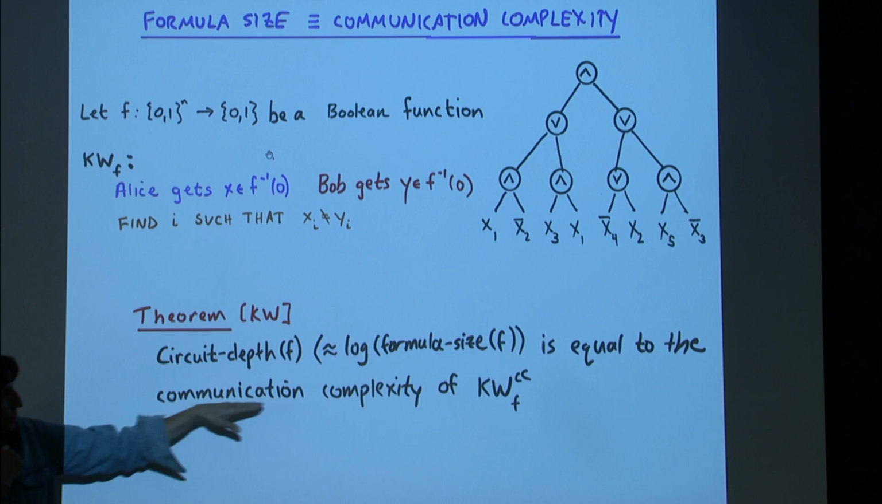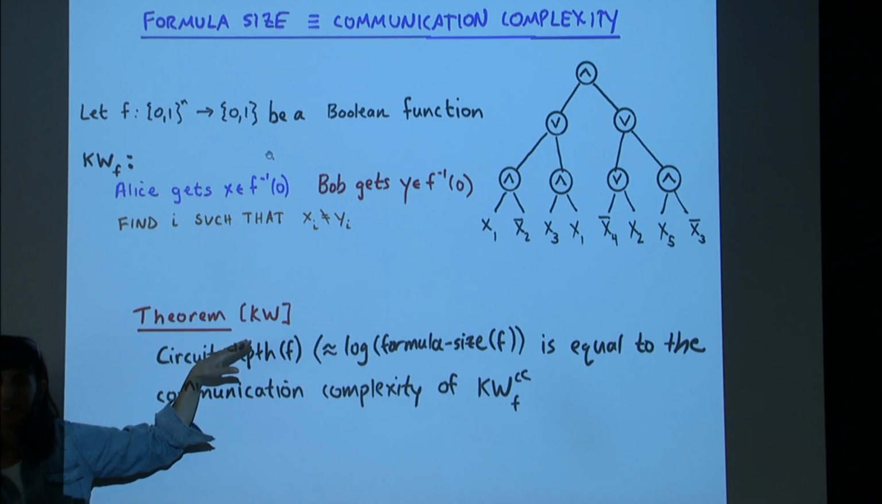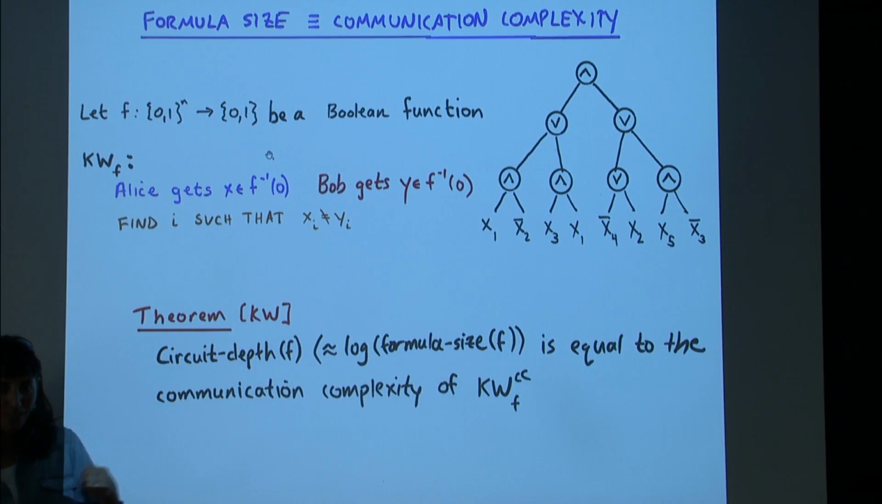So if we could prove lower bounds on the communication complexity of this Karchmer-Wigderson game, polylogarithmic lower bounds, that would prove formula size lower bounds, which would be a major milestone.